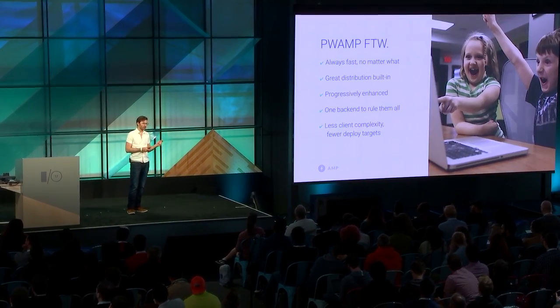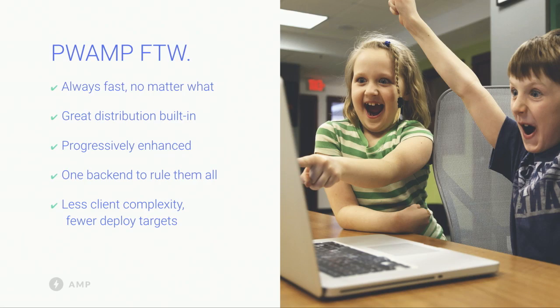Now, finally, let's wrap things up. With a progressive web app, with a progressive web AMP, sometimes I also call it PWAMP because I like the sound of it, it's always fast, no matter what. There's great distribution built in. It's progressively enhanced. It's really just one backend to rule them all, and there's less client complexity, fewer deploy targets.